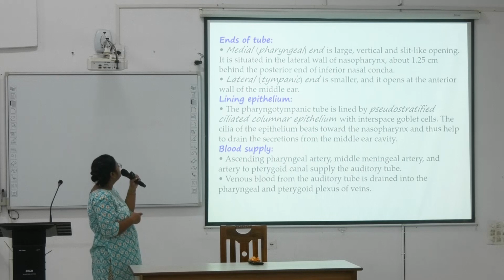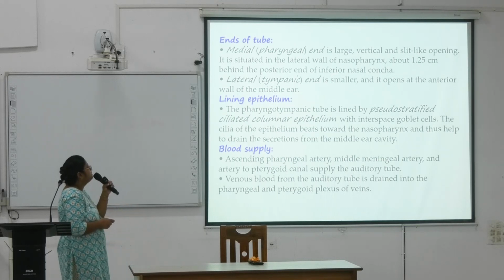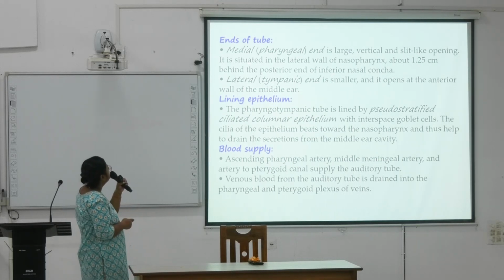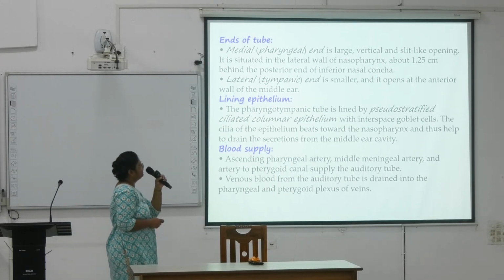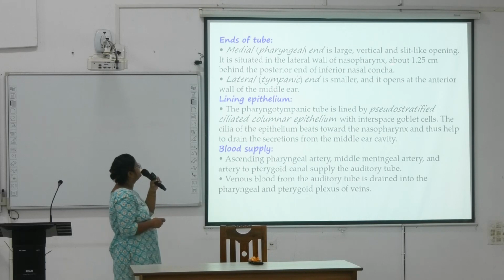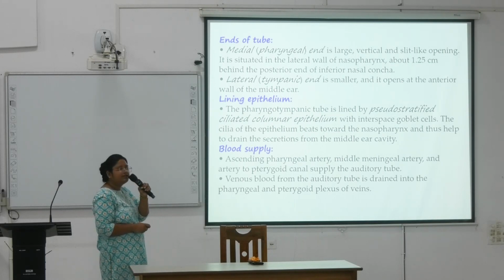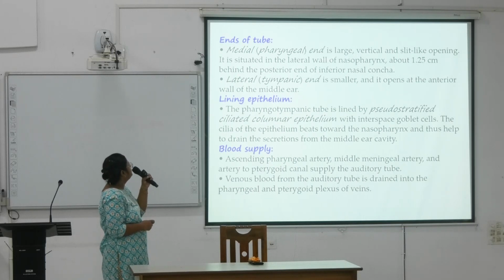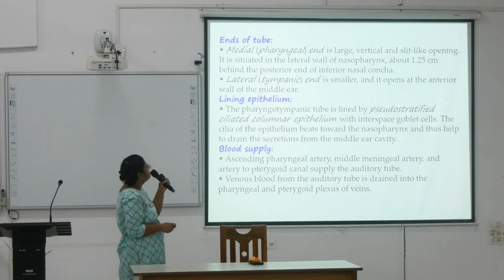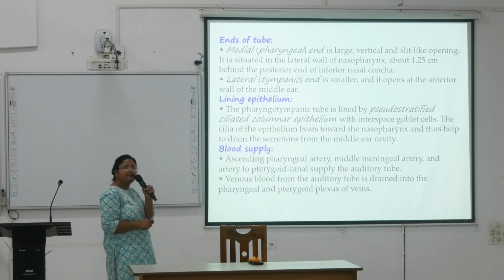Ends of the tube, medial or pharyngeal end is large, vertical, slit-like opening and it is situated in the lateral wall of nasopharynx about 1.25 centimeter behind the posterior end of inferior nasal concha. This opening you have seen during head neck. And lateral or tympanic end, it is smaller, opens at the anterior wall of middle ear.